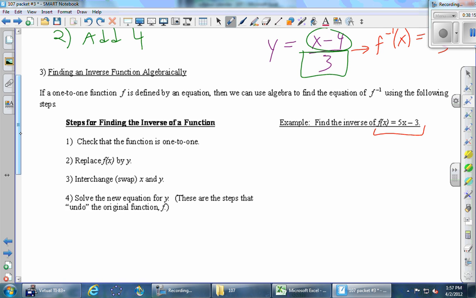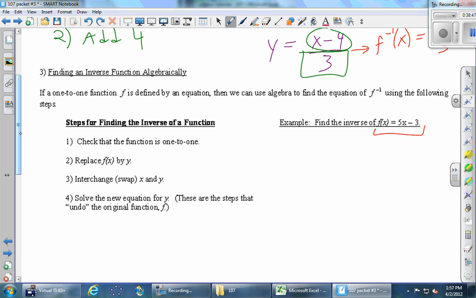5x minus 3 should remind you of an mx plus b. So it is a line, uphill or downhill? Uphill, flat or steep? This is really steep. The slope of 5 is a very steep line. If I'm at a 45-degree line, what's the slope of that line? That slope is 1. This one is slope of 5, very steep. But the important thing is, does it have an inverse? Sure, because horizontal lines are only going to hit once.